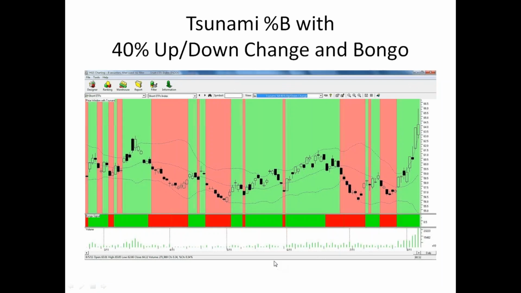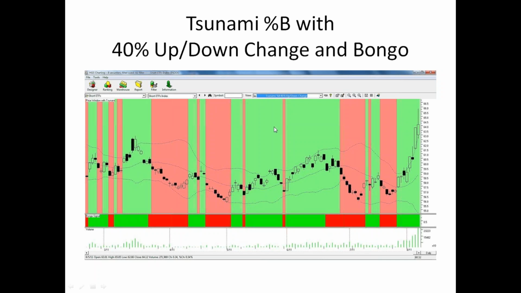Okay. Now, what we have is this. This is the index, these price bars. And I use candlesticks because it's easier for me to see. It's visual. I'm a visual learner, so it's easier for me to see with candlesticks. Here's the upper Bollinger Band, here's the middle band, and here's the lower band. Now, even though we're not using Bollinger Bands in this particular analysis, I've got it up anyway because it just makes it easier for me. Down here we've got the Bongo signal, and here's volume.